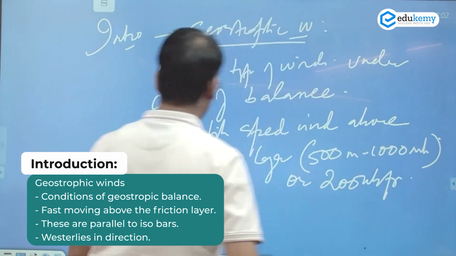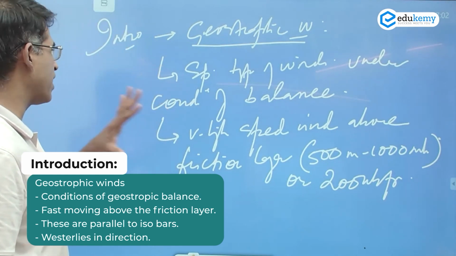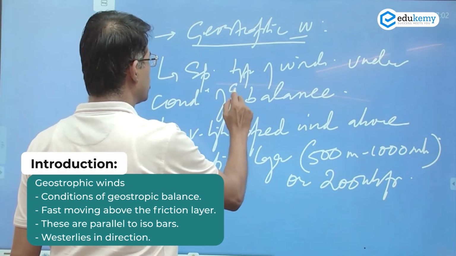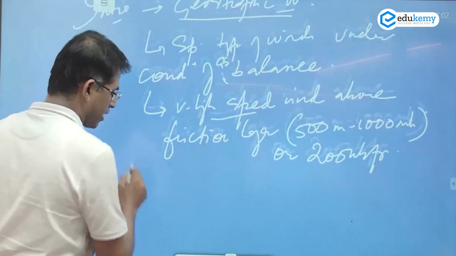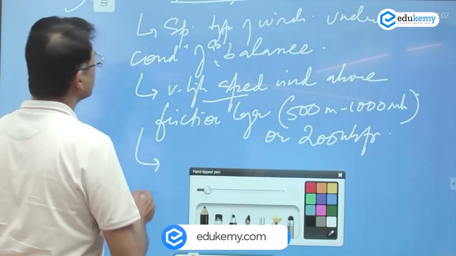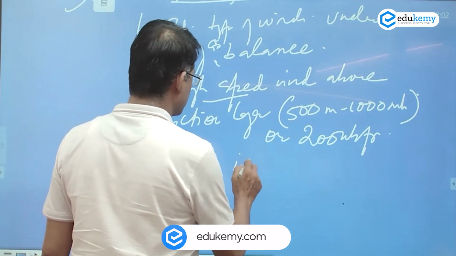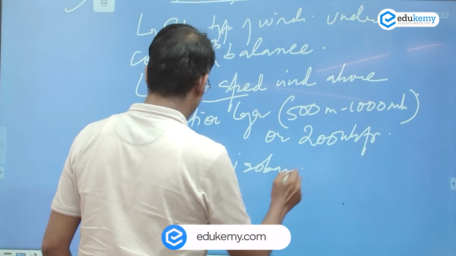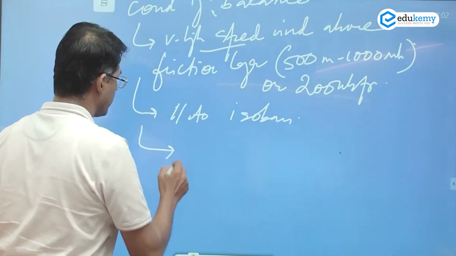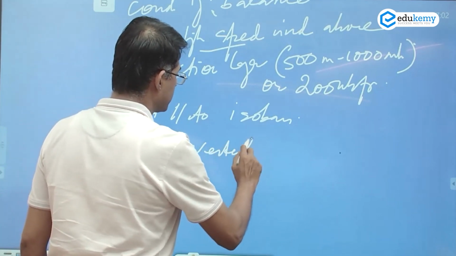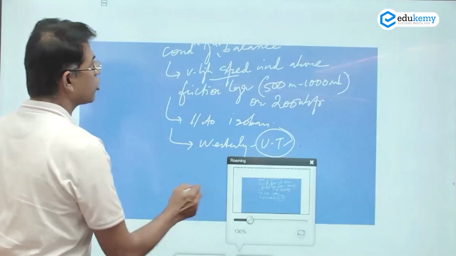You are right. Okay. So what are geostrophic winds? They're a special type of winds under conditions of geostrophic balance, the high speed winds above the friction layer. Okay. And you can mention that these are parallel to the isobars. These are westerly winds, upper tropospheric westerly winds. Okay, so you can explain this.